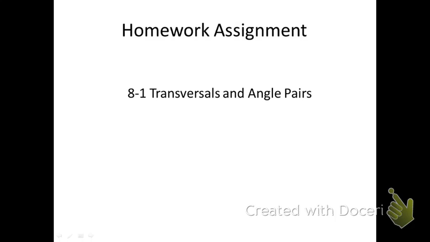Alright, that should help you with your 8-1 transversals and angle pairs. There is a lot of vocabulary in this section, so make sure you go over that vocabulary. Good luck.